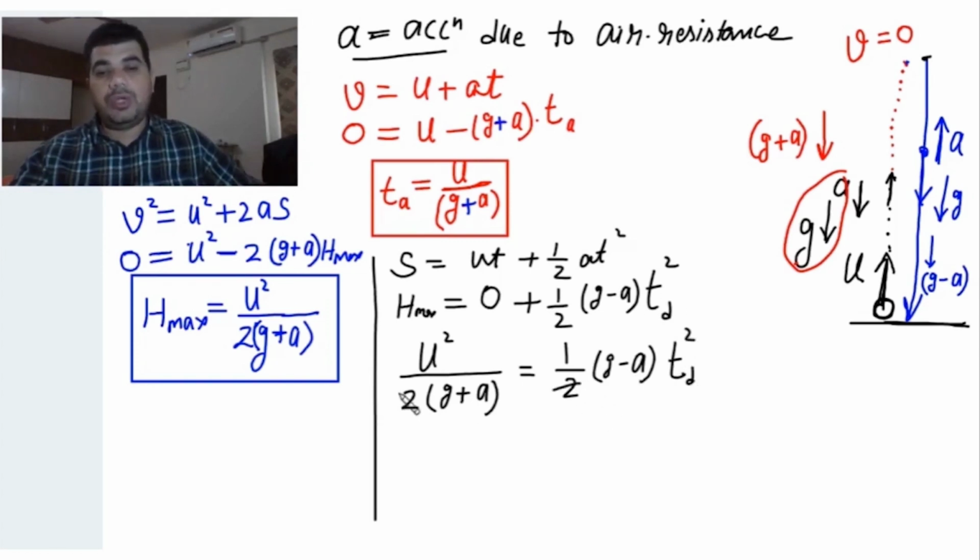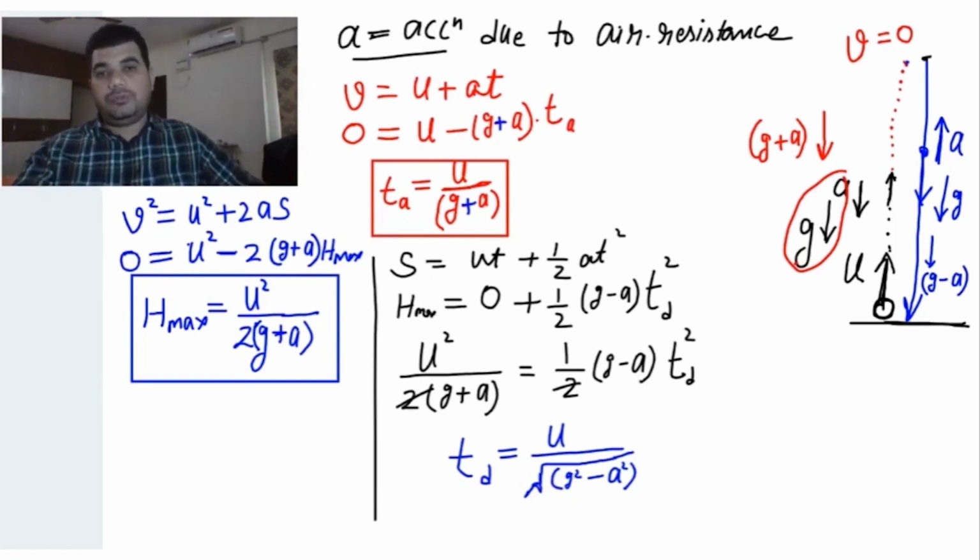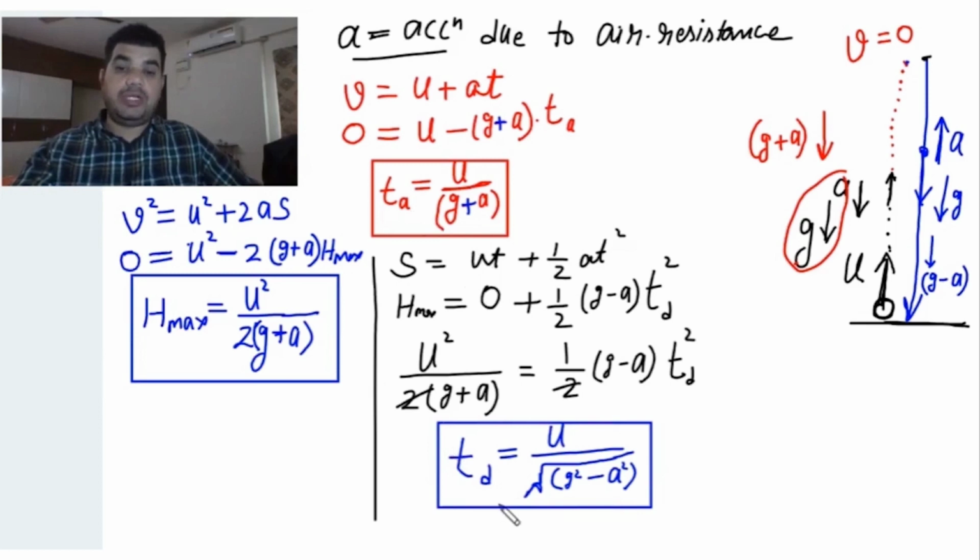So here 2 and 2 will be cancelled out. Now what will you get from this equation? You will get time of descent is equal to u, with a root over everything, divided by g minus a times g plus a, which is g square minus a square. Now you'll get time of descent. See here, time of ascent and time of descent are both different. But in the previous case, when air resistance is ignored or there is no air resistance, time of ascent and time of descent are both the same.